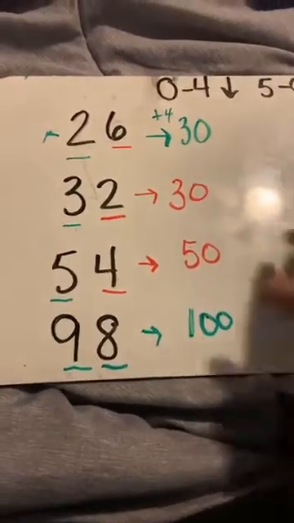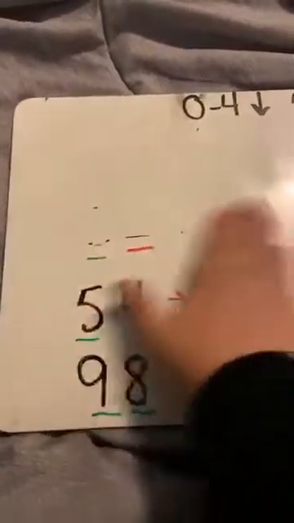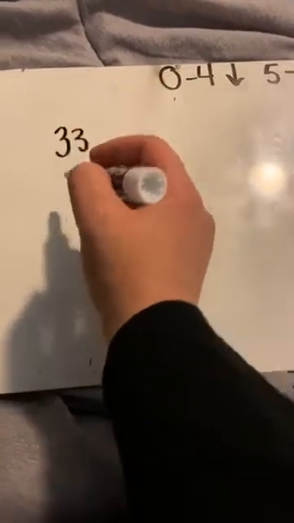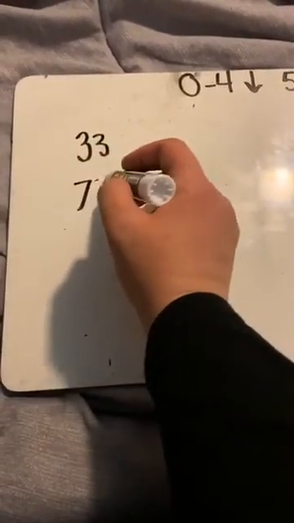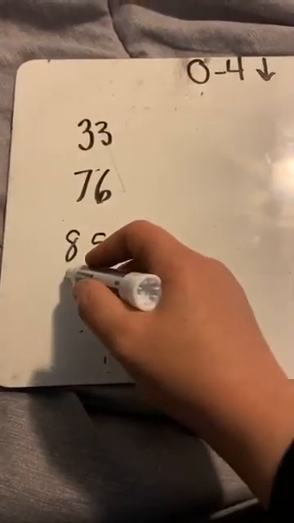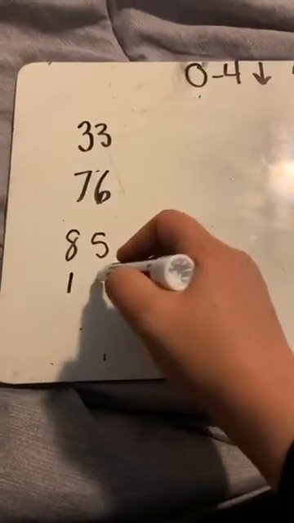Okay, friends, so your challenge today is I'm going to put some numbers here, and I want you to round them. Are they going to be the same number? Are they going to go up or are they going to go down? So let's see. I'm going to write some numbers, and you try to round them to the nearest 10. Here we go. 33, 76, 85. Let's try 19 and 23.